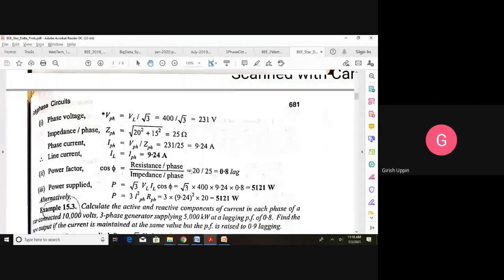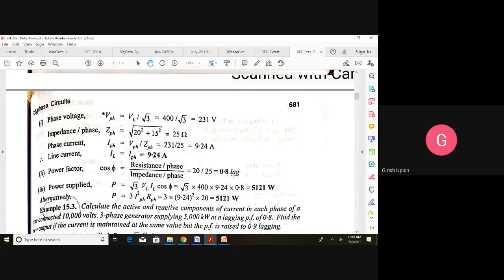Then how to find the power factor? R by Z, isn't it? Resistance divided by the impedance. Cos phi is equal to resistance per phase divided by the impedance per phase. Therefore, 20 divided by 25, 0.8 lagging. That is the power factor.